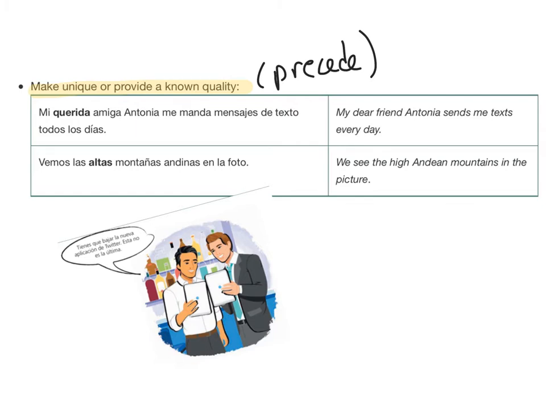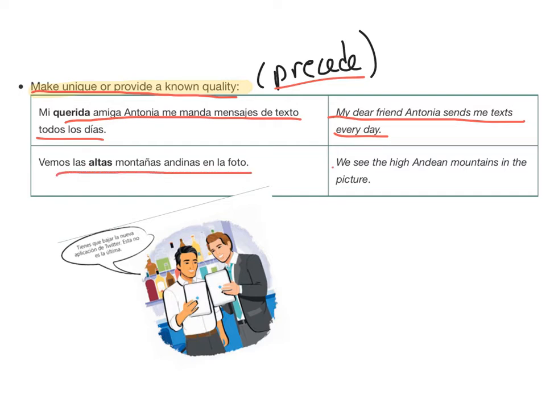Another time where adjectives would precede the noun are to make unique or to provide a known quality about that noun. Mi querida amiga, Antonia, me manda mensajes de texto todos los días. My dear friend Antonia sends me texts every day. Vemos las altas montañas andinas en la foto. We see the high Andean mountains in the picture. So these adjectives are trying to make this noun unique or provide a known quality about them, which is why they precede the noun. Let's look at one more example.